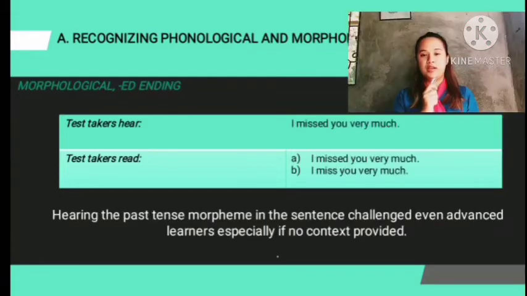The next example is the morphological pair, ed ending. The test takers will hear "I missed you very much," and the test takers read "I missed you very much" or "I miss you very much." Hearing the past tense morpheme in the sentence challenges even advanced learners, especially if no context is provided.